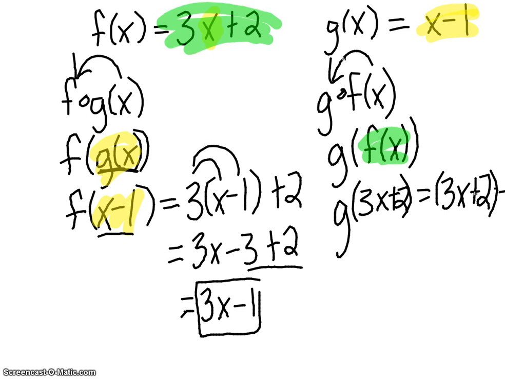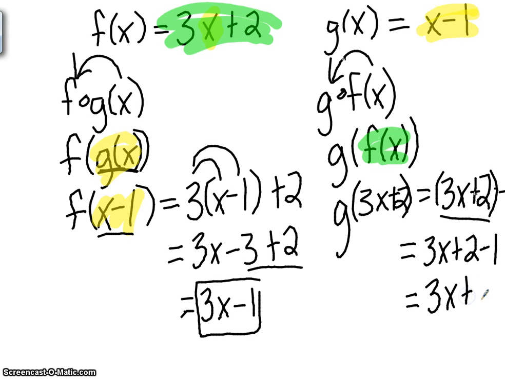I'm going to simplify the expression. So I don't have anything to do inside these parentheses. And so I've got simply 3x plus 2 minus 1. Now I want to combine my like terms. I see the 2 minus 1 gives us 3x plus 1.